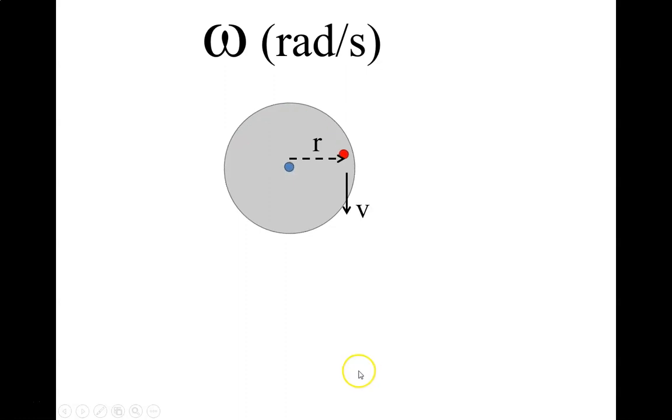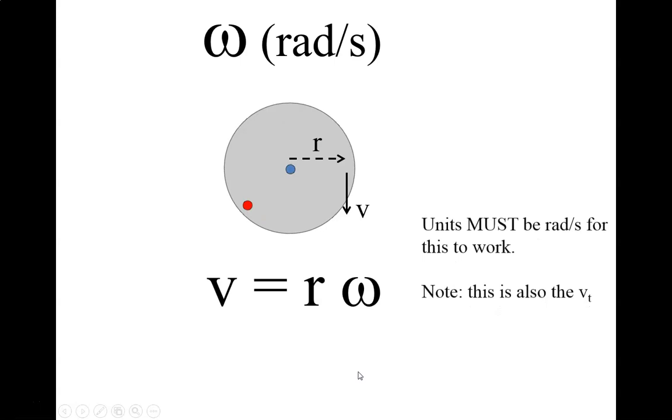So to find the tangential velocity of something, it's equal to the angular velocity times the radial distance. This would be vt, the tangential velocity, just connecting with the previous unit when we covered centripetal force and all that stuff.